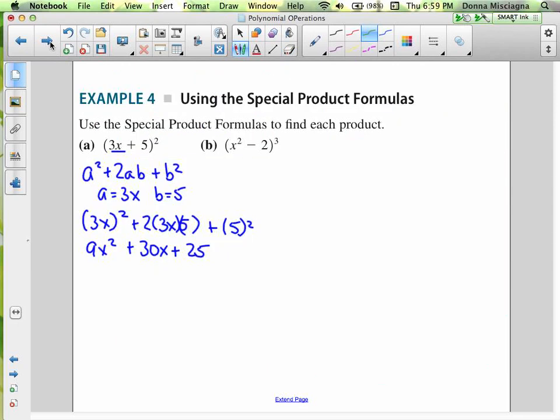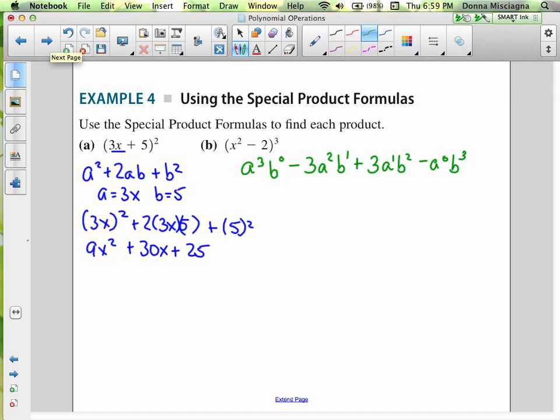All right, so we have (x squared minus 2) cubed. Our pattern is going to be a cubed, and you can also think of it as a cubed b to the 0, minus 3a squared b to the first, plus 3a to the first b squared, minus a to the 0 b cubed. If you think of it like that, you probably will never forget the terms in that.